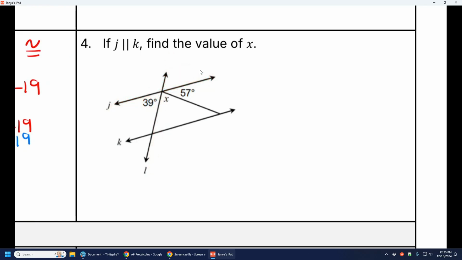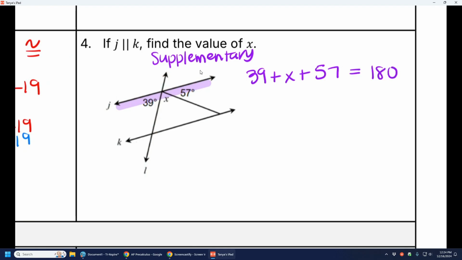I'm not sure if that would help me. Which means that this part is vertical from this. Or we can do that all three of those angles form a line. So all three of those angles are supplementary. That means that if I add them all up, so 39 plus x plus 57, that needs to equal 180.